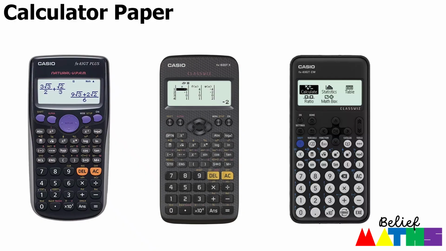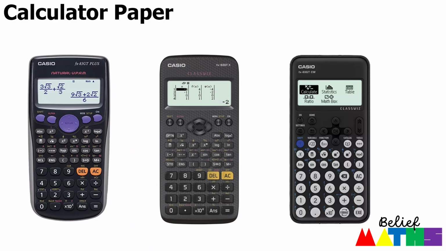Before we start, just a quick note on calculators. These are the three main calculators that you would likely be using for your exam, with the oldest model being on the left and the newest model being on the right. Now the two calculators on the left are very similar in terms of layout and in terms of functions. The one on the right is the newer model, which is slightly different.